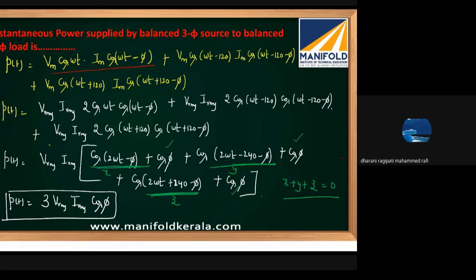Okay, sir. Because in star connected, line current magnitude and phase current magnitude is same. Okay, sir. Got it? Yeah.